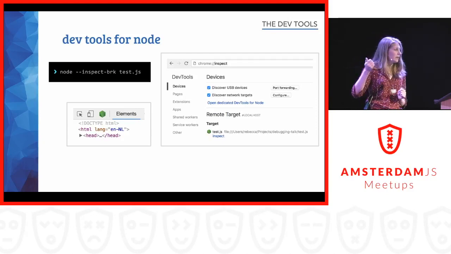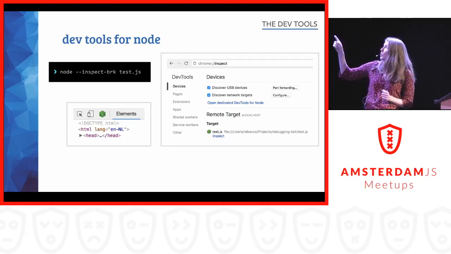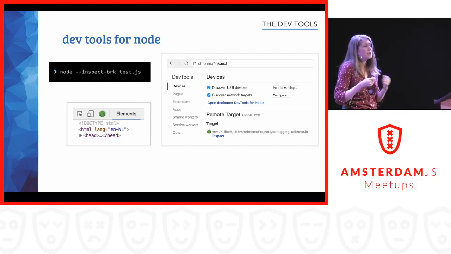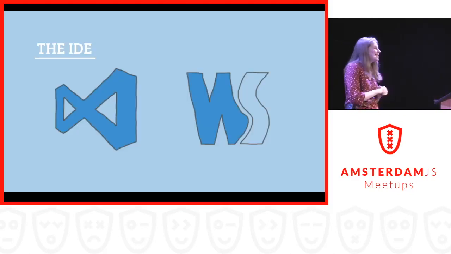And then you can either click on this green Node icon in any of your DevTools windows or on the open dedicated DevTools for Node link. And if you like this workflow, then you should check out the Node Inspection Manager extension, which manages all your scripts in your windows for you. But let's get to the really good stuff.